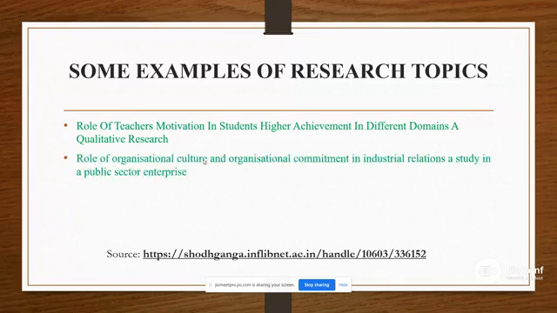Role of organizational culture and organizational commitment in industrial relation, a study of public sector enterprise. Can you see, in one topic itself, the person has provided so much information, that it is about organizational culture, it is about organizational commitment in industrial relationship, and specifically to the public sector domain.